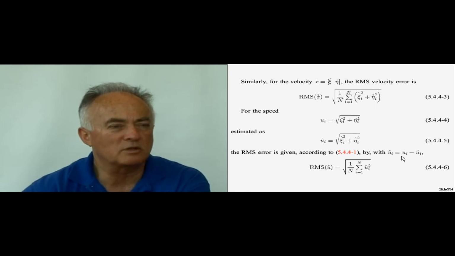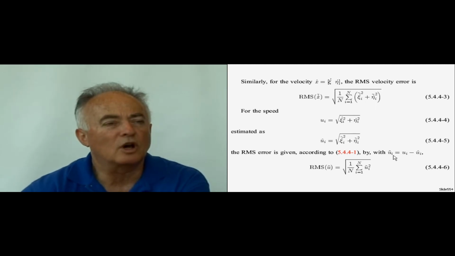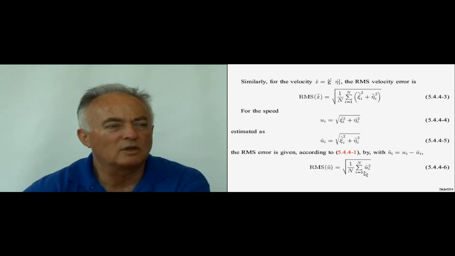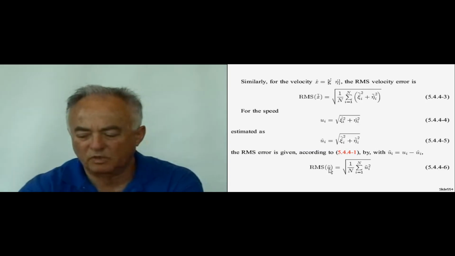Then the RMS is just the difference, u_i tilde, which is u_i minus u_i hat. Take them squared, sum over N, divide by N, take the square root. So this is the RMS for the speed error. And u without a subscript is just the speed now over all the runs.